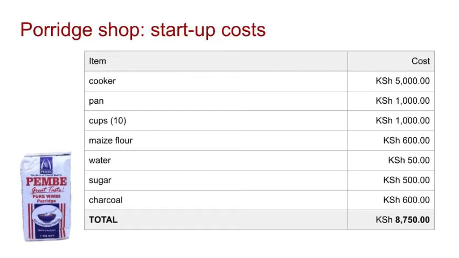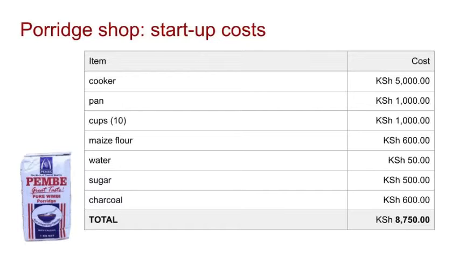So in the slide that you see, you'll see that we've got some example costs in Kenyan shillings of all of those things. I'm not sure that they're all exactly right, but they're probably good enough for a guide. And having a look at those, they come to a total of 8,750 shillings. So in other words, to get our business going for the first time, we're going to need to have 8,750 shillings because we need to buy all of those things on that list.